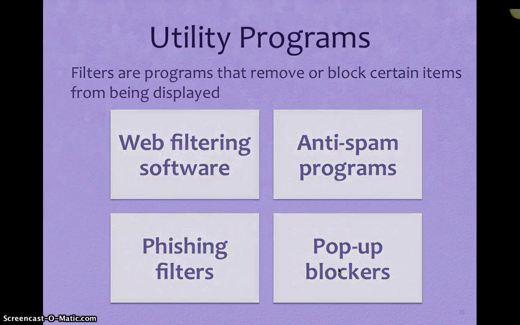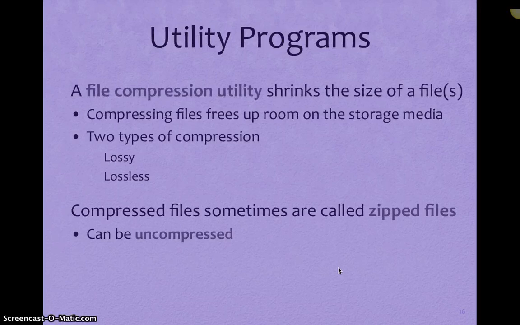Some other utility programs that we have are file compression utilities. They shrink the size of the files. There are two types of compression, lossy and lossless. Lossy means that little bits of information are actually removed and lost in that particular file. It may be a sound recording, and some of those sounds that you can't really hear without really great headphones and speakers are actually removed from the file.